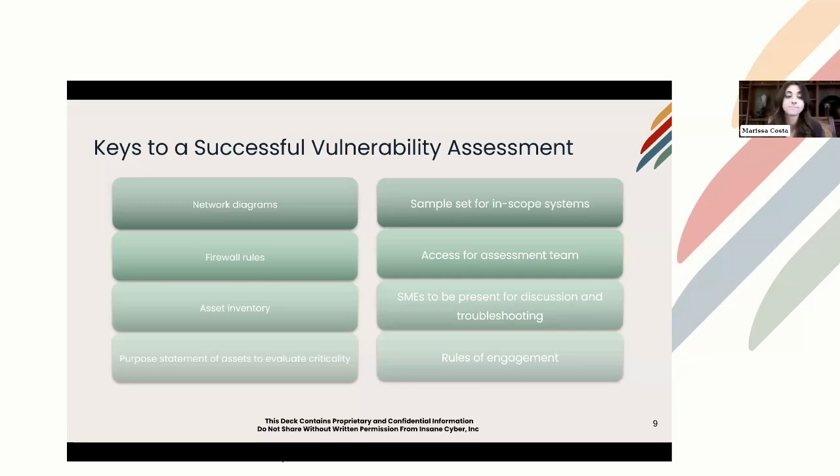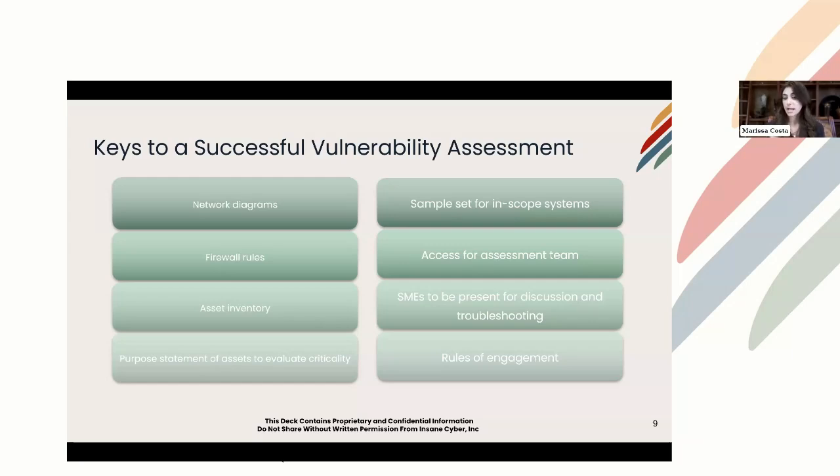And then one that I also found quite helpful is a short purpose statement of the assets, so that if a vulnerability is found, there can be a discussion on what the criticality of it is in an organization's environment. So I found that just putting a little purpose statement of what the asset is responsible for can be really helpful. Next, a sample set of in-scope systems.